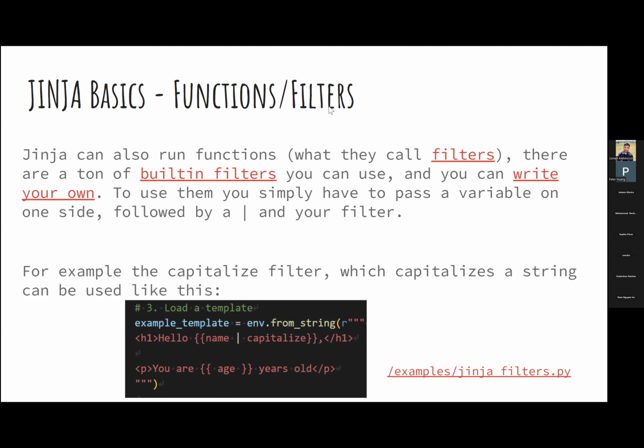Looking at the functions and filters, Jinja can also run functions, what they call filters. There are a ton of built-in filters that you can use, and you can write your own. And again, they're used to pass a variable on one side, followed by the vertical slash on your filter. For example, the capitalize filter, which capitalizes a string, can be used like this. So you have name and then capitalize right here. So again, that's your filter component, which helps with additional conditions for Jinja.